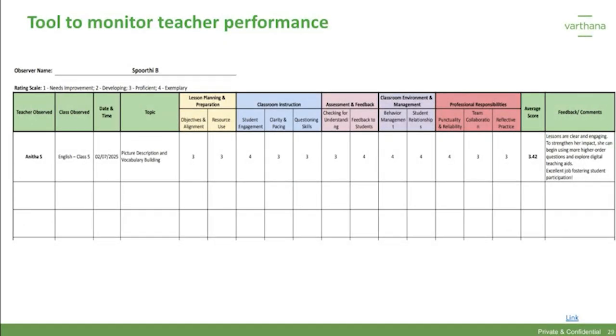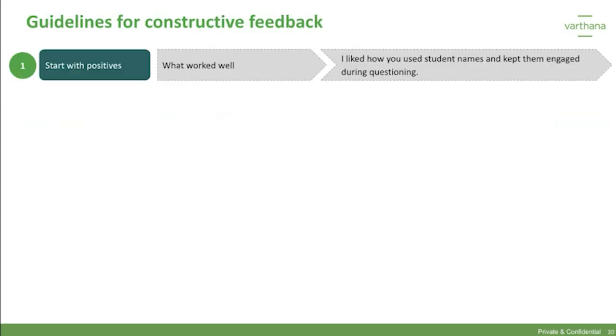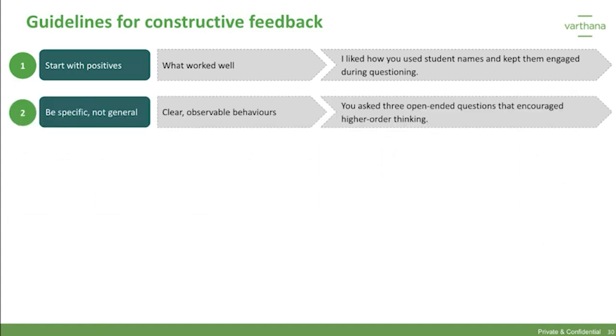So once you have observed a lesson, the next step is giving feedback, and how you do it makes all the difference. So here are the 6 simple but powerful guidelines for giving constructive feedback that support teachers' growth rather than judgment. So start with positives, like highlight what works well. For example, I like how you use student names to keep them engaged. This builds trust. Then be specific, not general.